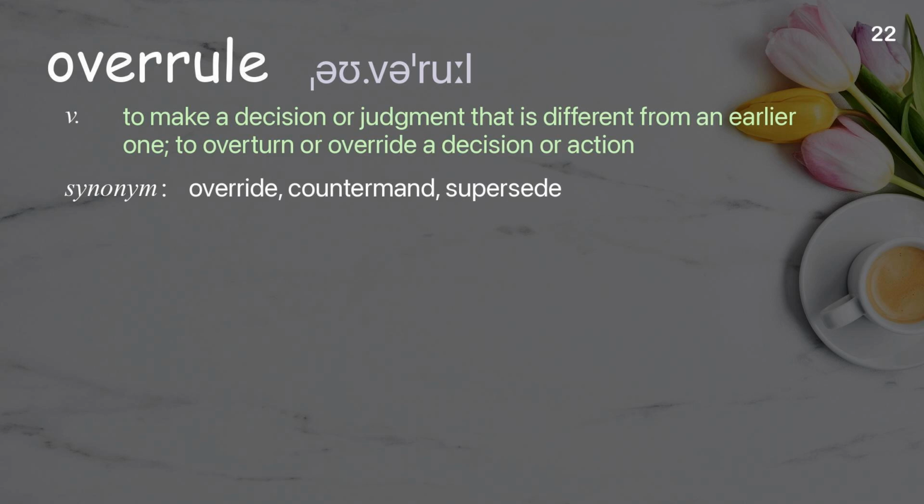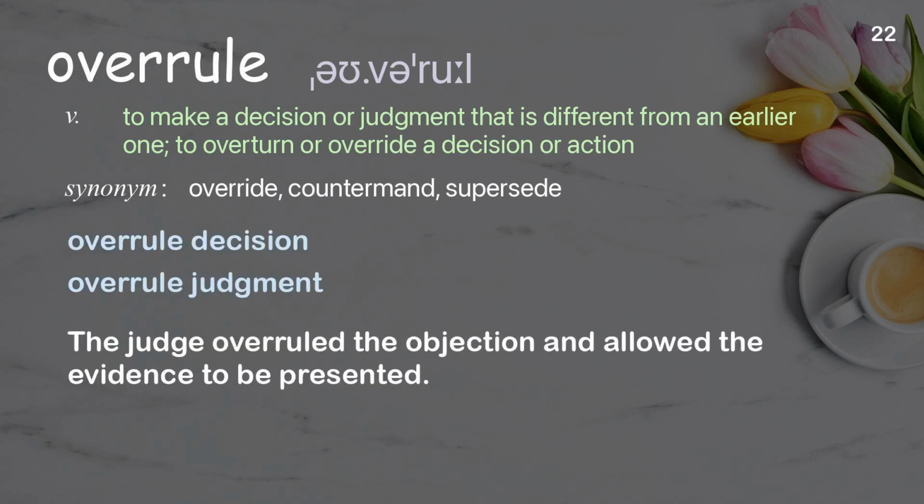Overall. To make a decision or judgment that is different from an earlier one, to overturn or override a decision or action. Examples: Overrule decision. Overrule judgment. The judge overruled the objection and allowed the evidence to be presented.